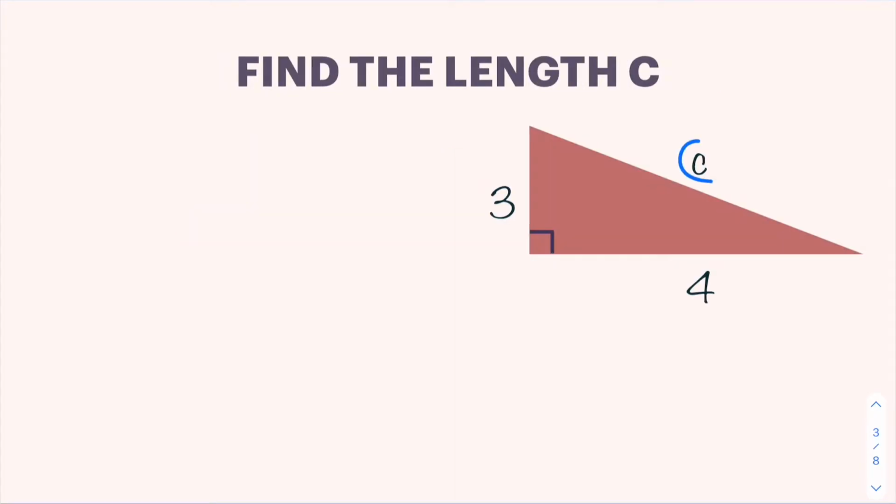Find the length C. First, let's check if this triangle is a right triangle. Yes, it is. This is a symbol for 90 degrees, meaning that this triangle is a right triangle. And when we have a right triangle, the Pythagorean theorem says that the squares of the two shorter sides can be added to equal the square of the longest side. The longest side is always opposite the right angle, and this will be quite helpful, as you will see from the next examples.